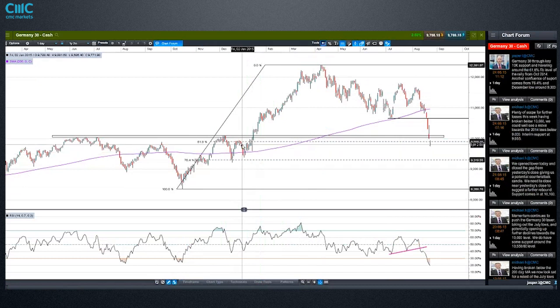We're basically at break even for the year. We were up 20% in the Germany 30, 20% plus gains for the year off the back of quantitative easing happening. Quantitative easing is still happening. It's still scheduled to happen until September next year. For over a year, we're still supposed to be getting this QE, but the benefits of it have just been completely wiped out.